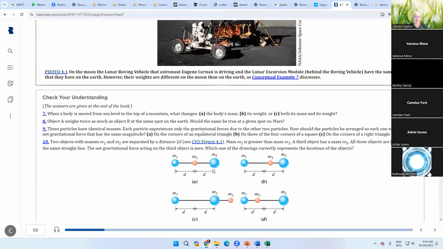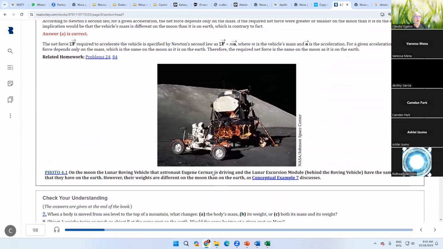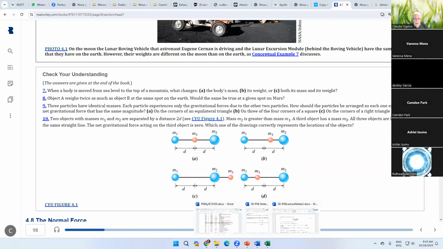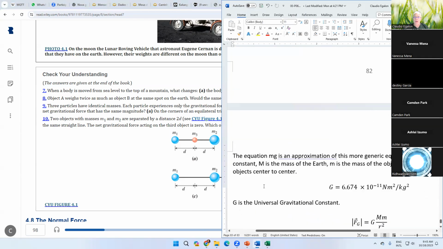This is a qualitative problem. You have to remember the equation, how it works, that it goes with the inverse of the square of the distance, right? And you can conclude that should be the final answer. And now we are done with this chapter.